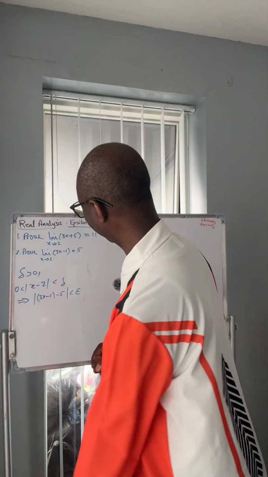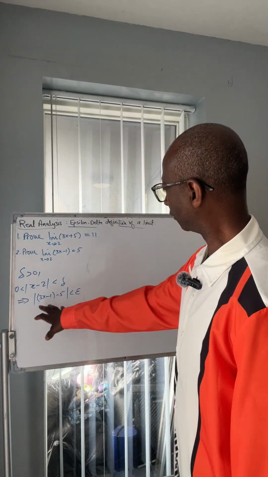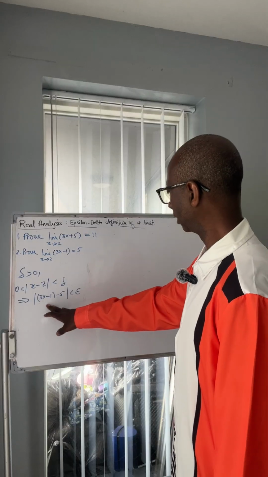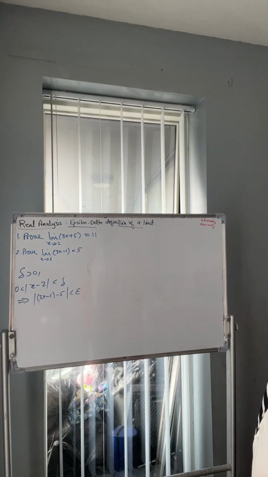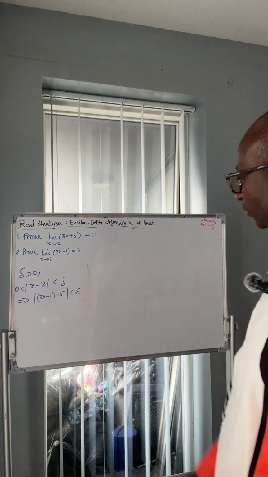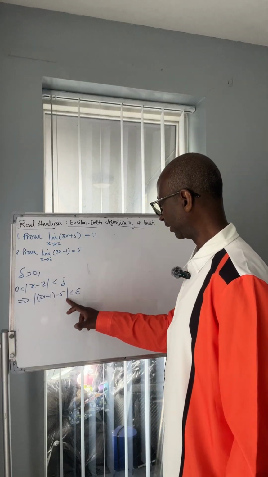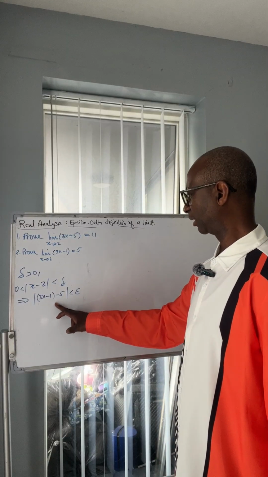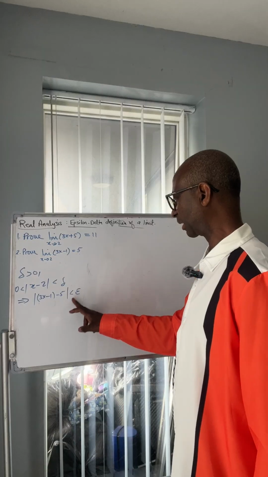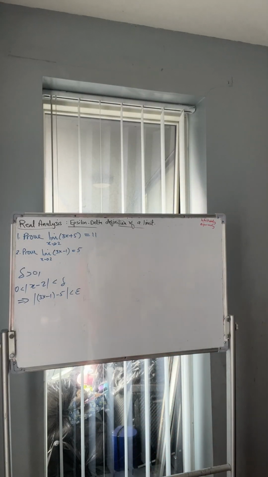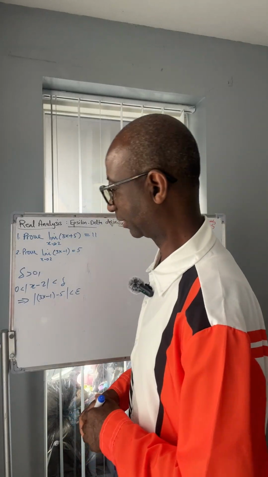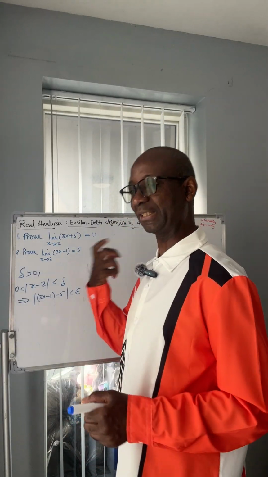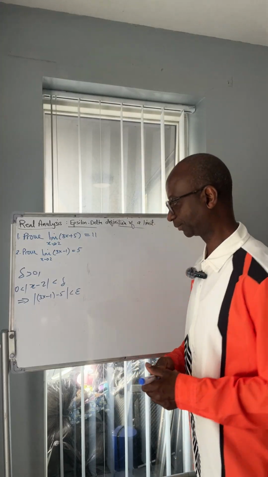So that being the case, we now have this statement here, which we can use to find our delta. This function here, the absolute value, is less than epsilon. So we can use epsilon because epsilon is given. That's what I just said. It's delta that is not given. So because epsilon is given, we can use it to find delta.